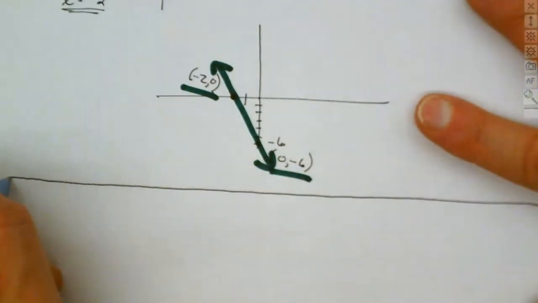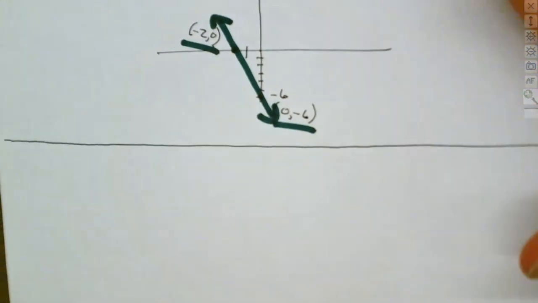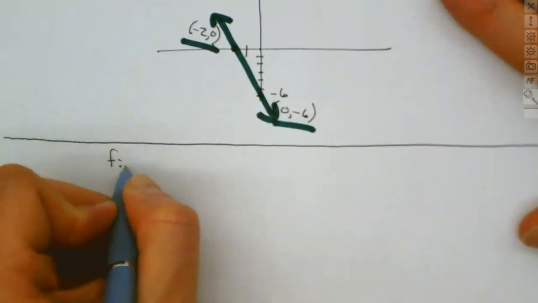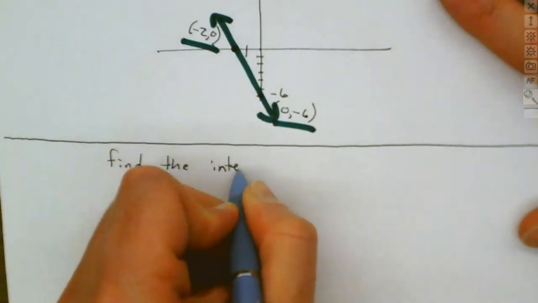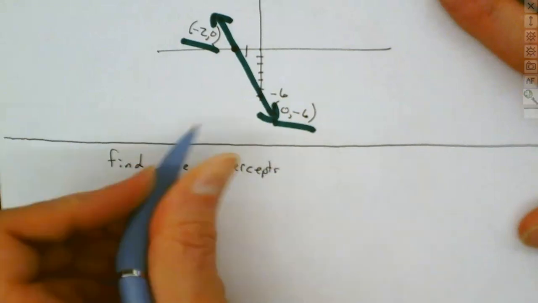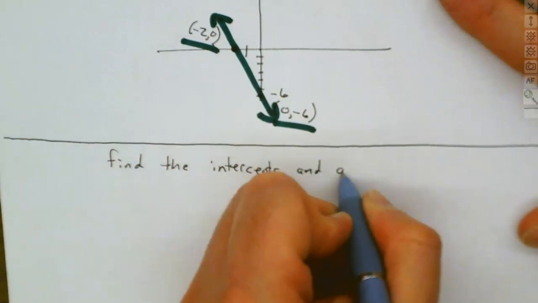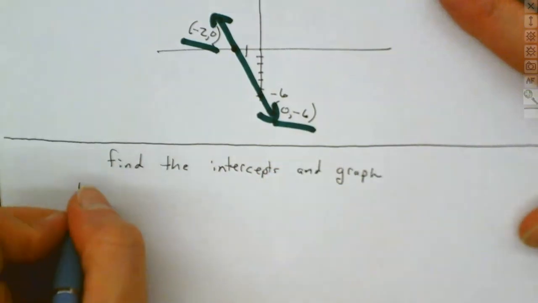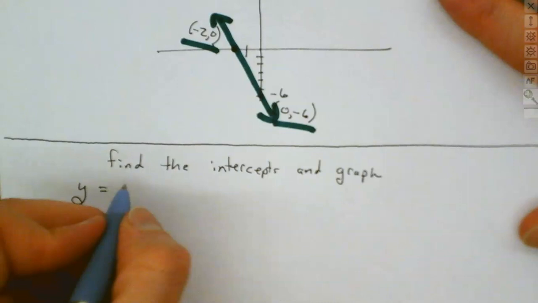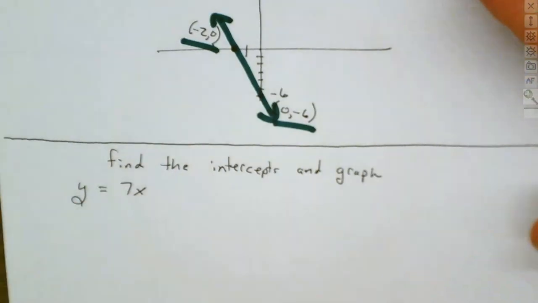What happens if they both come out to be the same? What happens if they're both 0, 0? So let's look at this one. We're now going to try to find the intercepts again, and graph. And here's my equation. Y equals 7x.